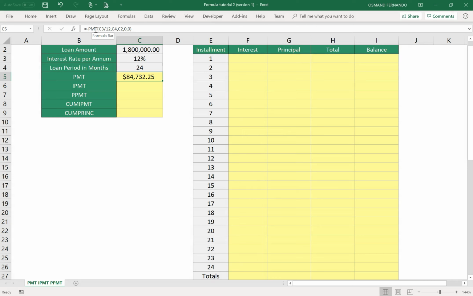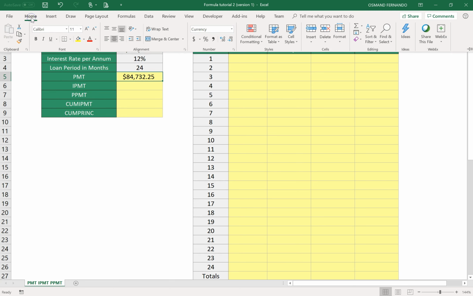And also then change the currency, because this is maybe not dollars. Let's say it's local currency. Then you want to remove the dollar. What you have to do is just press this comma style, and that's it.